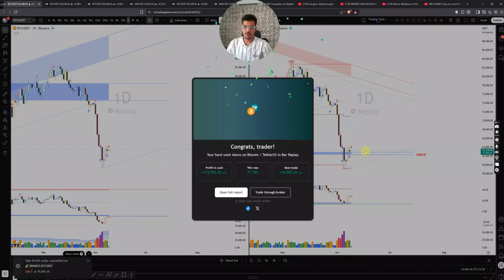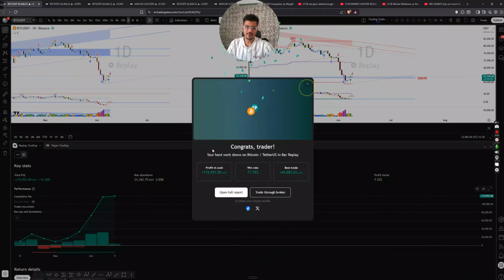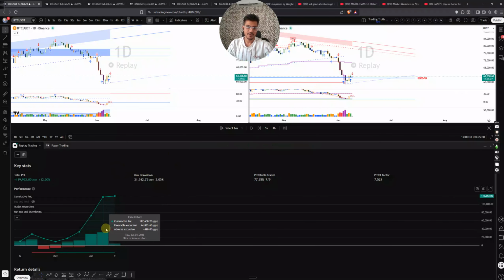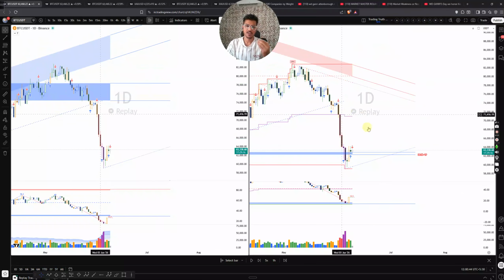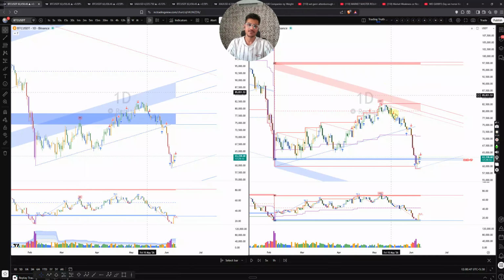See, now we reach the current market and see this: congrats trader, your hard work shows on Bitcoin Tether in bar replay. Profit in cash was almost $120,000, win rate 77%, best trade, this one. We can open the full report and look at it, right? And see that I've already shown you. Just look at this one. We had a drawdown a little bit, but then boom. Once you learn to apply this concept in real trading, man, the financial freedom is ensured. I am sure of that.